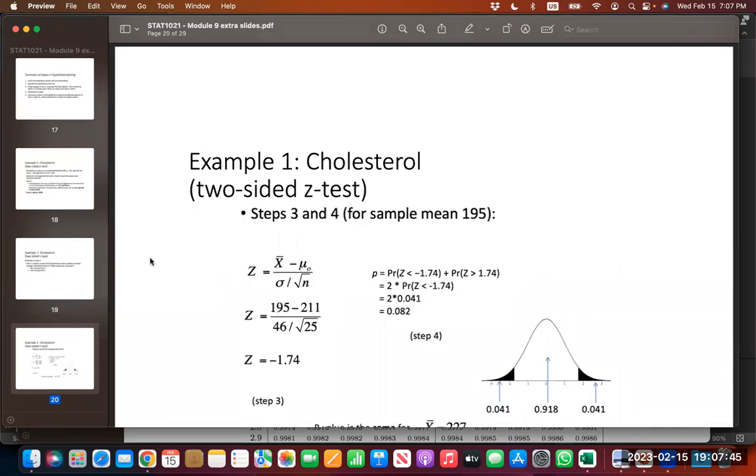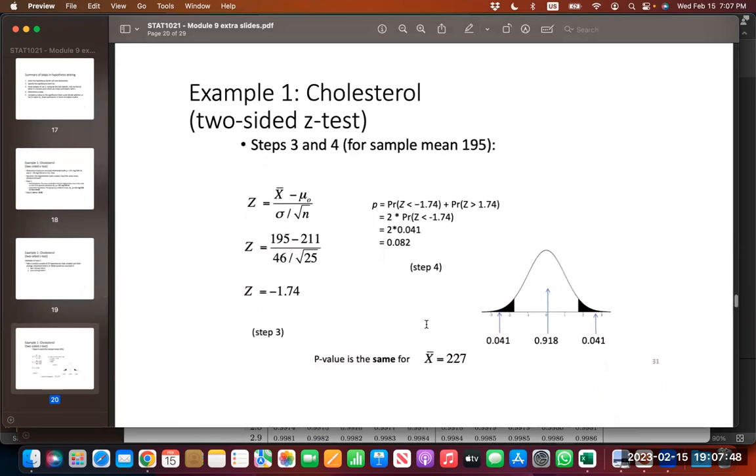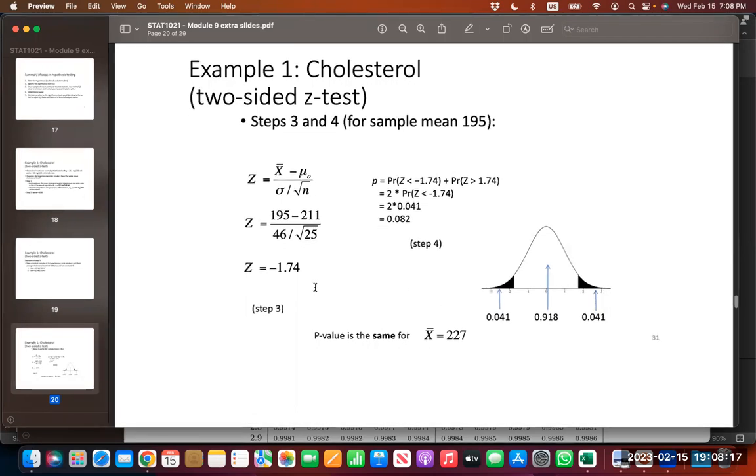How are we doing that? So I showed you the equation, right? So the equation is X bar minus mu divided by the standard error of the mean, which is sigma divided by square root of the n. So we have 195 as our first hypothesis, minus 211 as our population mean, divided by 46, which was our sigma, divided by square root of 25. Simple equation, right? Not complicated. The outcome of this is minus 1.74.